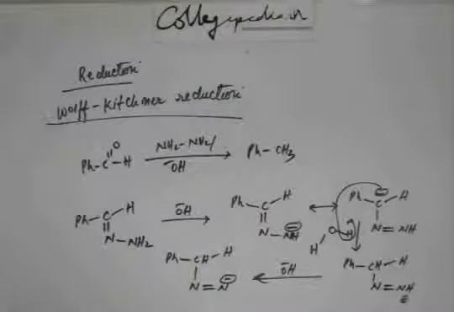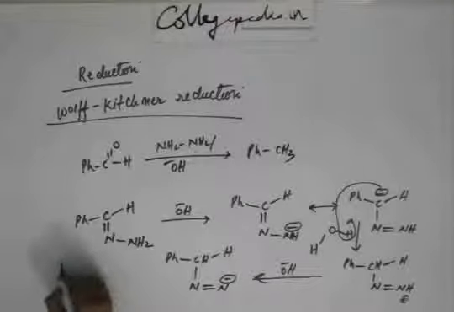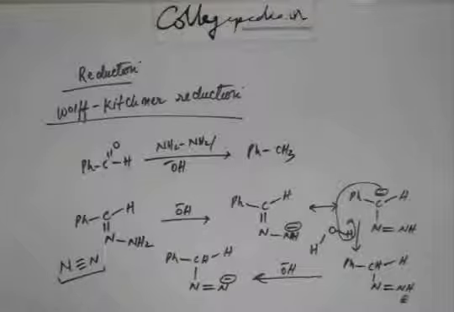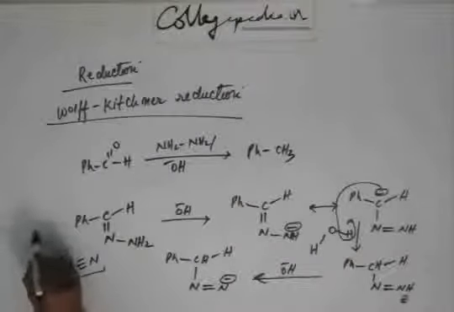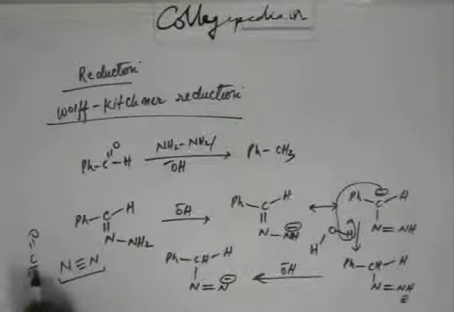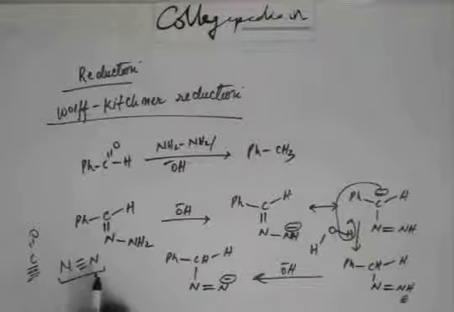Look, leaving groups are those which have independent existence, and this N triple bond N is nitrogen gas, and this is very, very stable. The bond energy of this N triple bond N is twice as much as C double bond O. When we make so much hue and cry for this C double bond O formation, then we have to do everything to get this N triple bond N to be formed.